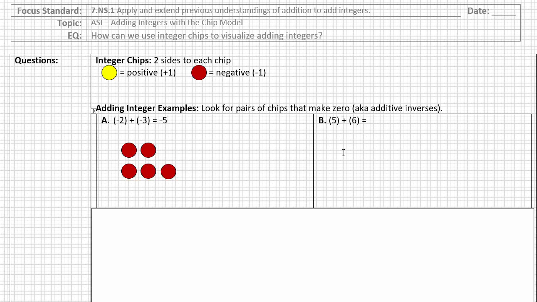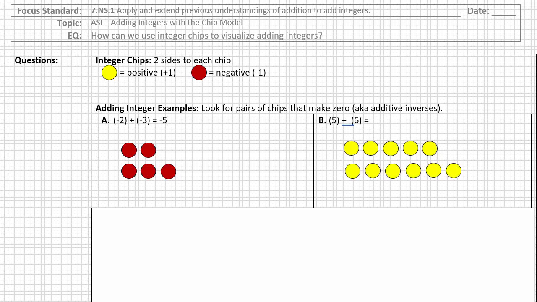Go ahead and lay out letter B, 5 plus 6. This one we could probably do without chips, but I want you to know that you could use chips for any of these, and the setup is the same. So go ahead and take a look at that one, set it up, and let's compare.